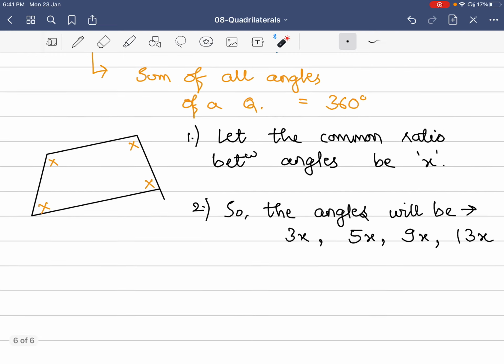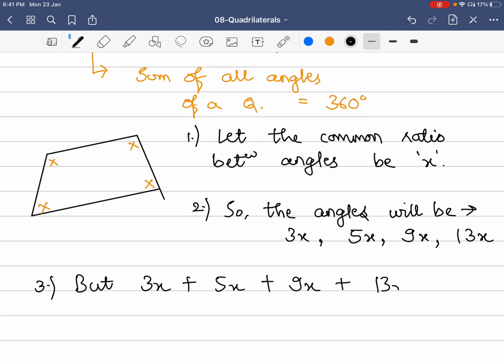However, the summation of these angles is 360 degrees. So we can write, 3x plus 5x plus 9x plus 13x is equal to 360 degrees. Basically what we have done is we have got an equation. Let me use a highlighter. We have got this equation with one unknown variable x, and we have to solve this equation.